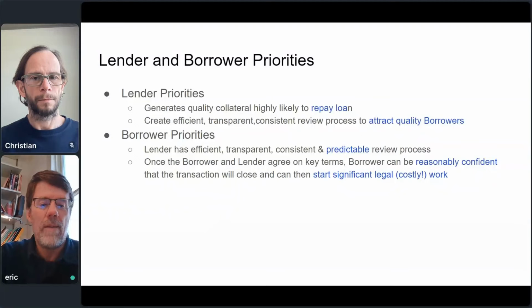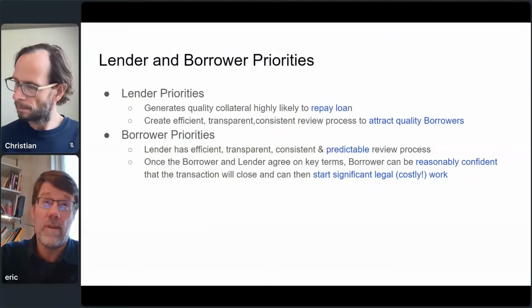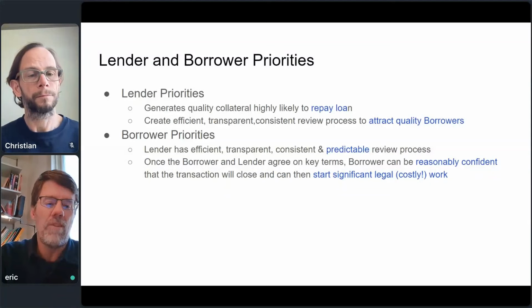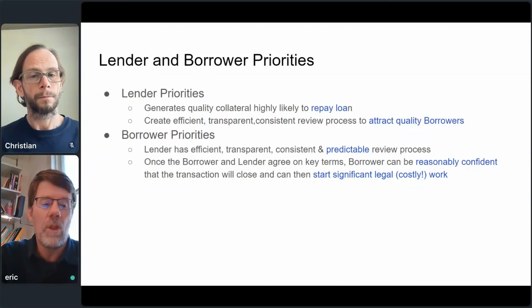Just think about that. If you get a 2% annual interest rate and you suffer a 5% loss a year on average, you're giving away 3 cents out of your pocket a year, right? That just doesn't work. So if you're going to have a low single digit interest rate, that's telling you your risk level has got to be low. And so the lender wants to have people that repay them. They also want an efficient, transparent, and consistent review process. Why do you want this?